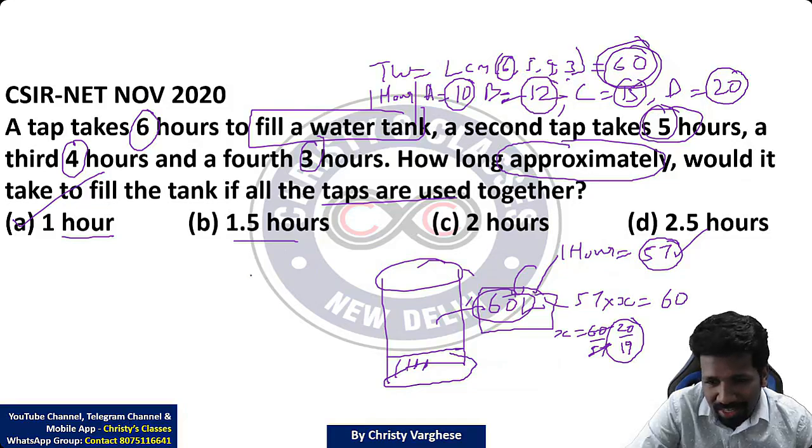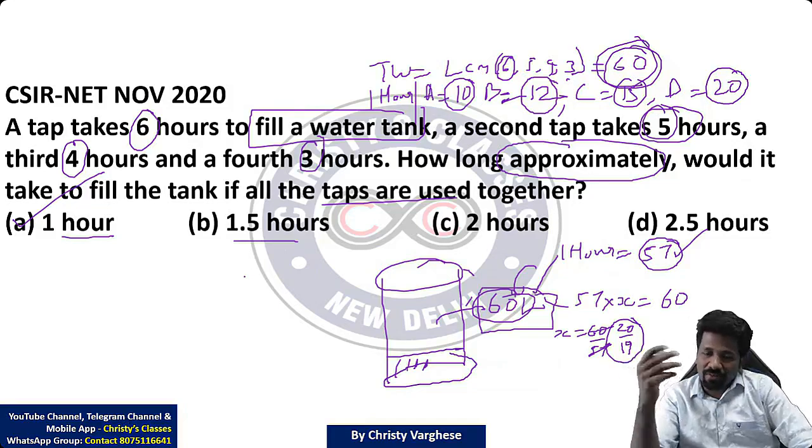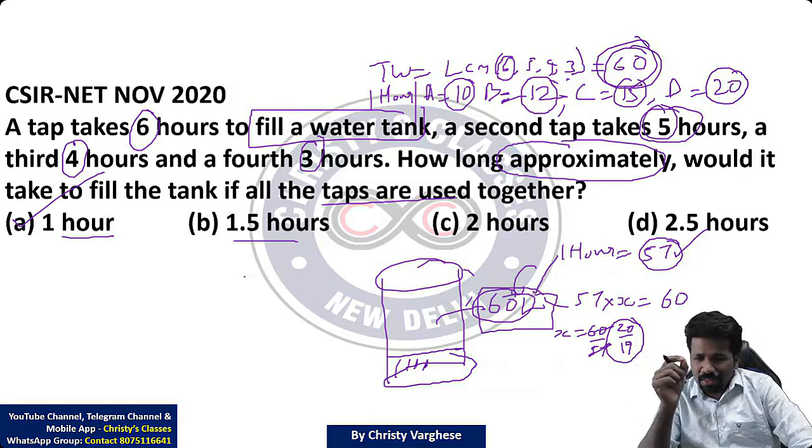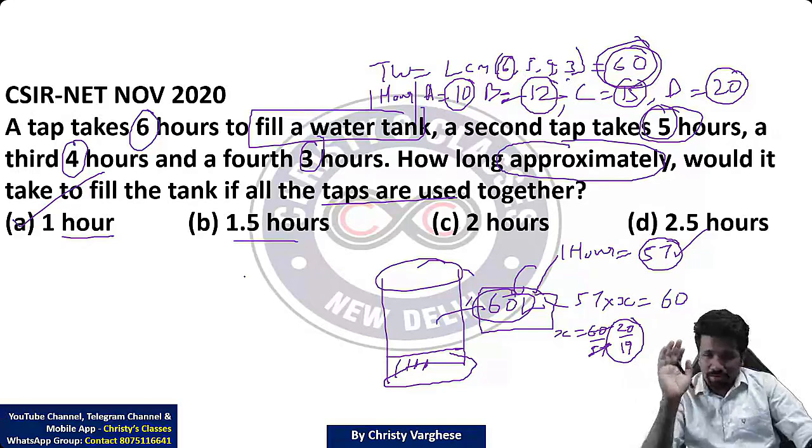20 by 19 is 19 by 19 plus 1 by 19. 1 by 19 का value find करिए, but that is so small. It is less than 0.1. So 1.1 से भी छोटा value है. 1.1 से छोटा value 1.5 से ज्यादा 1.1 के close है ना. So 1 hour is the answer.